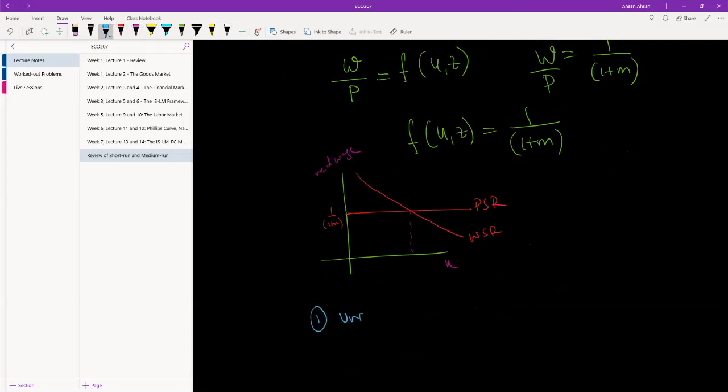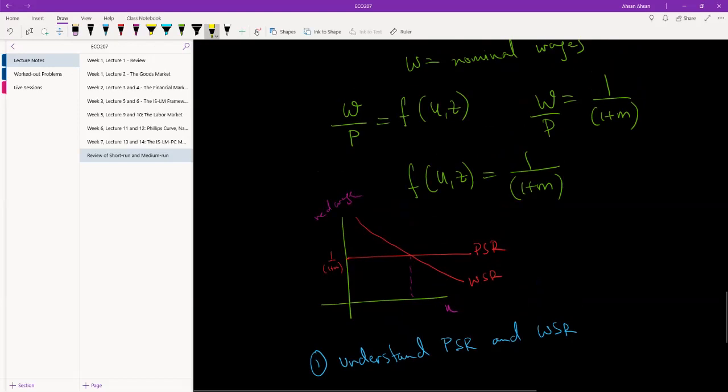So a few takeaways from this chapter, things you should keep in mind. One thing is to understand the price setting relation and the wage setting relation. So first of all, how to derive them, what they tell us, the meaning of the relations, and what makes them change. So same thing we've seen in the previous chapter. What would have to happen for wage setting relation to come here? What would have to happen for price setting relation to come here? What are the factors that change these relations? That's something you guys need to understand clearly.